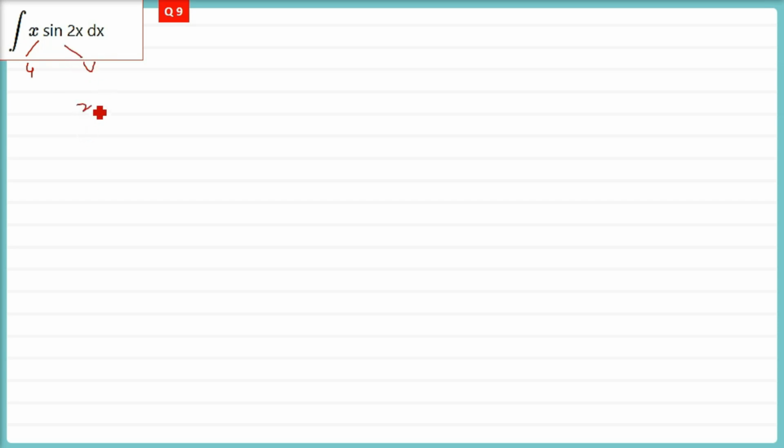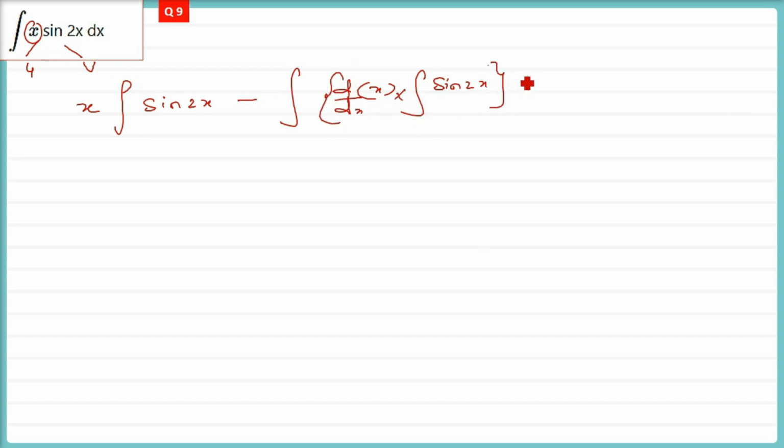So I am employing the formula x integration of sin 2x minus integration of d by dx of x, which is the first function, and the integration of sin 2x again, and then the multiplication of these two terms. When you multiply these two terms, that has to be integrated again. Integration of sin 2x is what? Because twice we have to do it. Integration of sin 2x is negative cos 2x divided by 2. So let me replace negative cos 2x divided by 2 wherever we get integration of sin 2x.